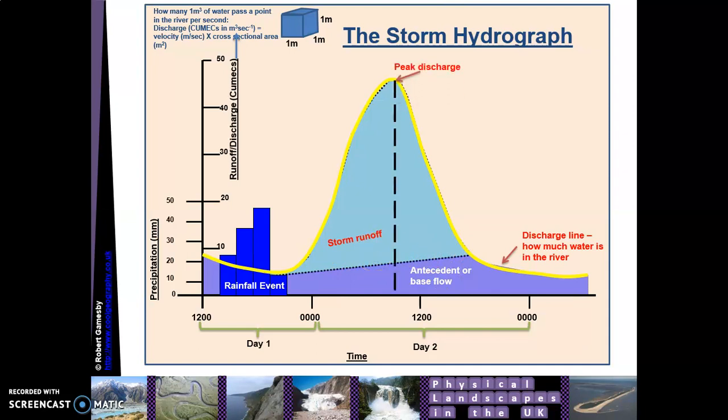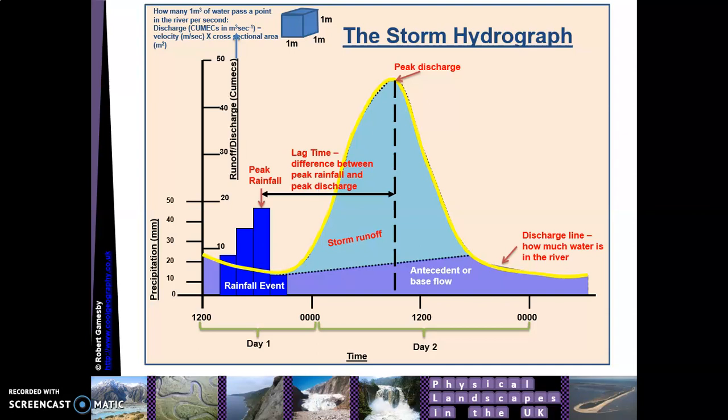We've also got something called the peak discharge. Peak meaning top, most. Peak discharge is at the top of the discharge curve. So it's here. The peak discharge for this storm hydrograph is approximately 47 cumecs. You've also got the peak rainfall, which is the most rainfall. So this is where the most rainfall is. Now, when we're looking at peak rainfall and peak discharge, you can work out something called the lag time.